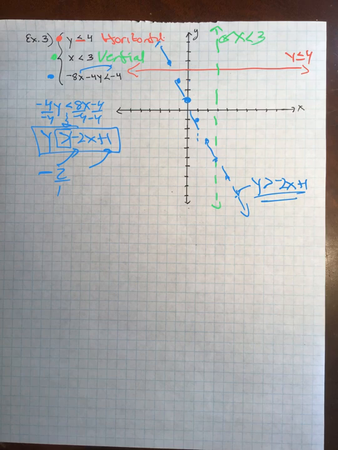So I want everything that is less than 3. That means I'm going to shade everything to the left of the green line, right? Because I want all numbers that are less than. And for the red line, I want all numbers that are less than 4 or equal to 4. Aren't numbers less than 4 below the line? So this is like the arrow technique. And for the blue line, I want everything that is above the line. Everything above the dotted line would be up here above this line. So I'm going to shade everything above.